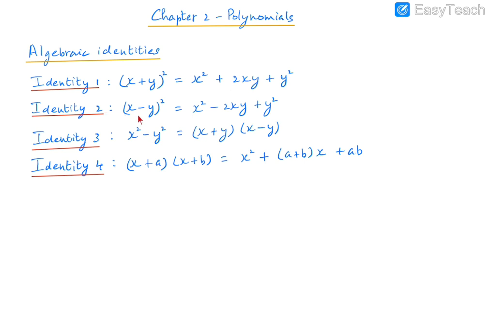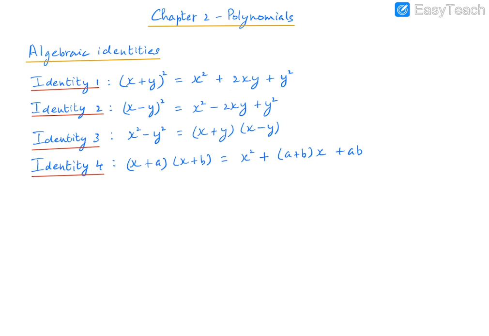Then we have the second identity, which is x minus y the whole square. It looks very similar. The right hand side looks very similar to the first identity, except that the middle term, which is 2xy, which was with a plus, comes with a minus in this case. So it's x square minus 2xy plus y square. Then you have the third identity, which is x square minus y square, which is equal to x plus y into x minus y. And then the fourth identity is x plus a multiplied with x plus b is equal to x square plus (a plus b) times x plus a into b. So these are the 4 identities.